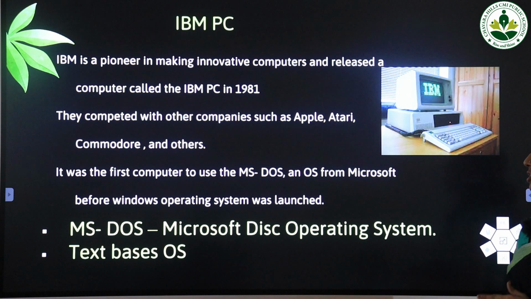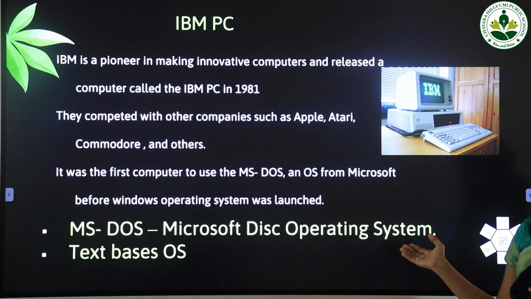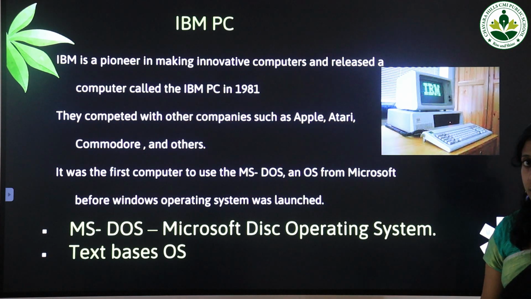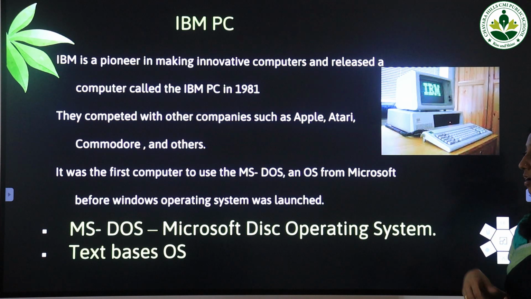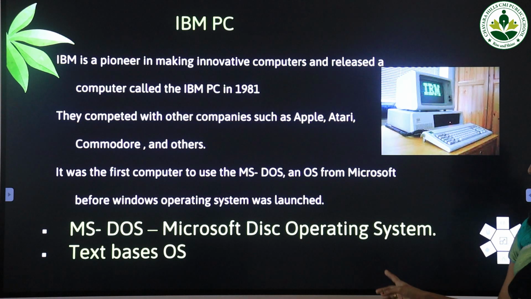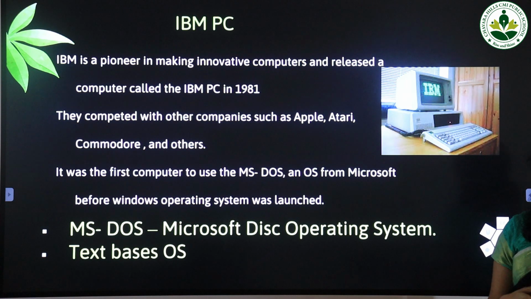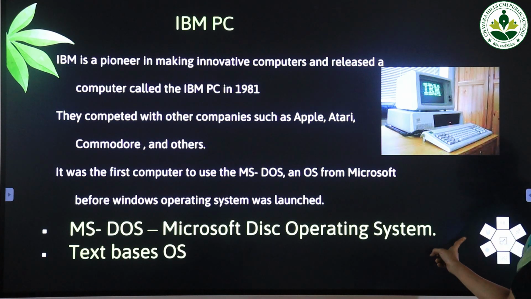It was the first computer to use MS-DOS, an OS from Microsoft, before the Windows operating system was launched. So this IBM PC worked using the operating system MS-DOS. MS-DOS is an operating system that was invented before Windows. MS-DOS means Microsoft Disk Operating System. It is a text-based operating system.